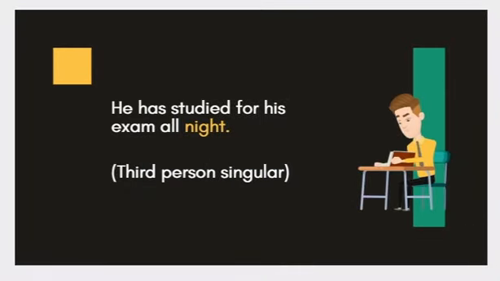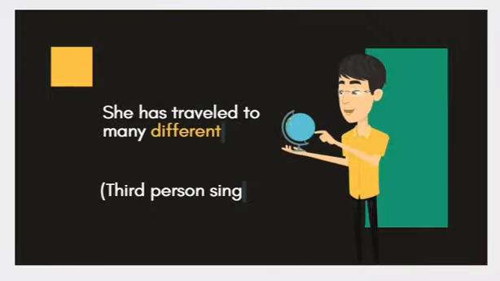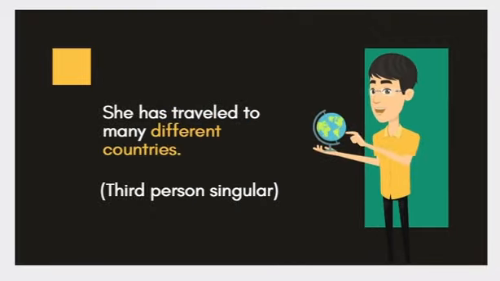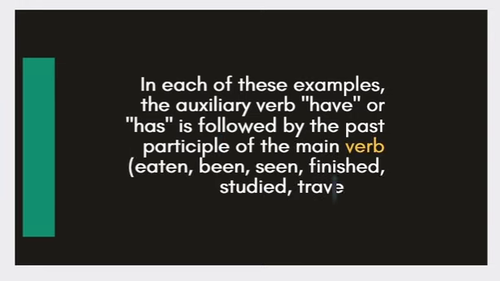He has studied for his exam all night. Third person singular. She has traveled to many different countries. Third person singular. In each of these examples, the auxiliary verb have or has is followed by the past participle of the main verb: eaten, been, seen, finished, studied, traveled.